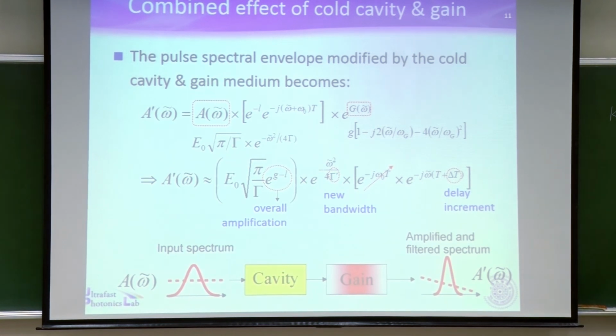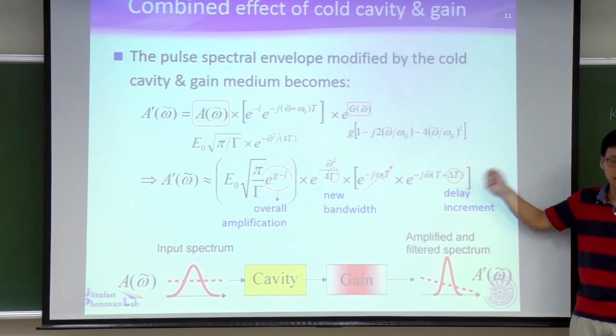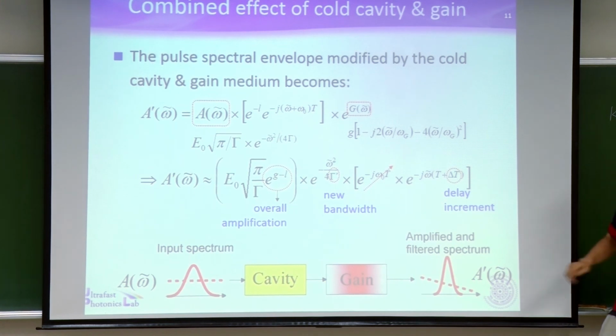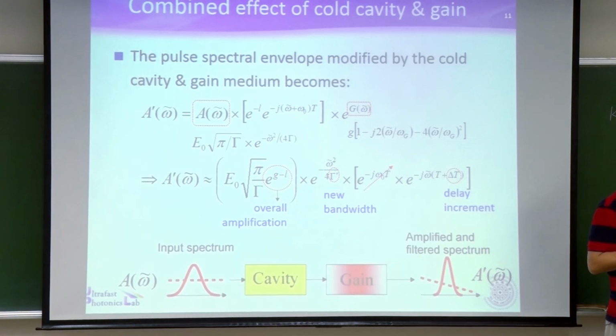So this is the output illustration. Input spectrum, a Gaussian shape, 0 phase. After the cavity and the gain medium, 2 elements, this is your new output spectrum. Your bandwidth, in the future you will see, is reduced. You got a narrower spectrum. You have a tilted phase due to the combination of cavity delay and the delay increment. And the height is modified by overall amplification. Okay?